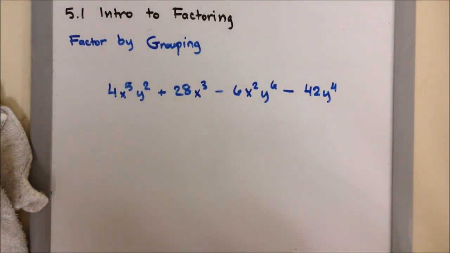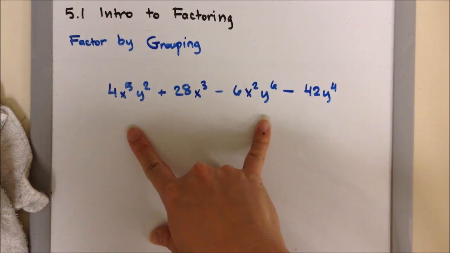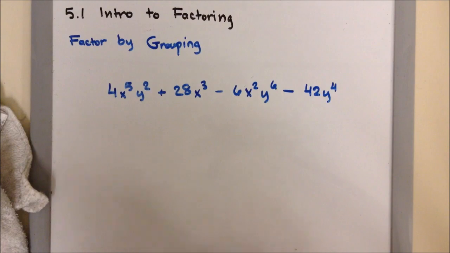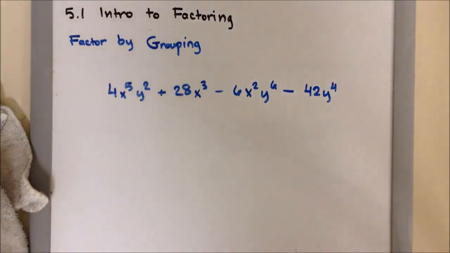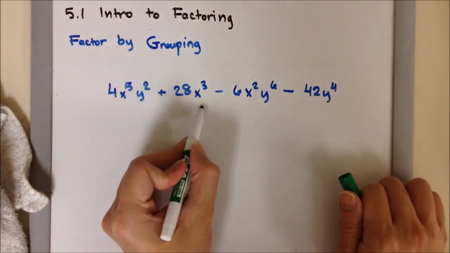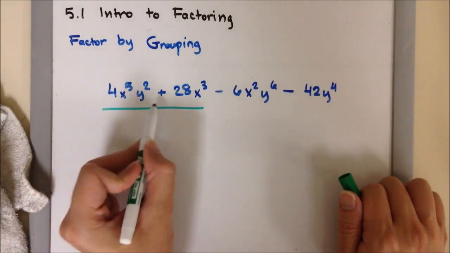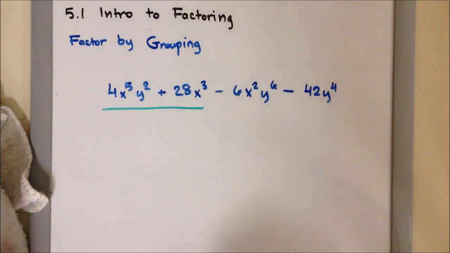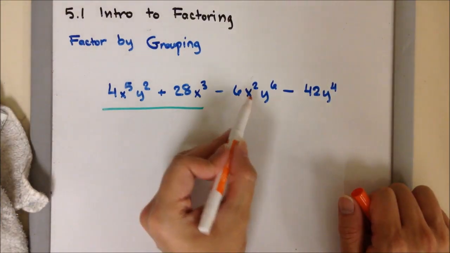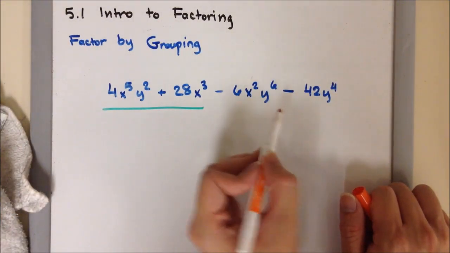So in our third example, we have 4 terms. But the one thing you gotta look out for is that these two terms have 2 variables, x and y. So we gotta be extra careful with these. Now, since we have an even amount of terms, we're gonna do factor by greatest common factor. So my left side will be the 4x to the 5th y squared plus 28x to the 3rd. And then my right side will be -6x squared y to the 6th minus 42y to the 4th.